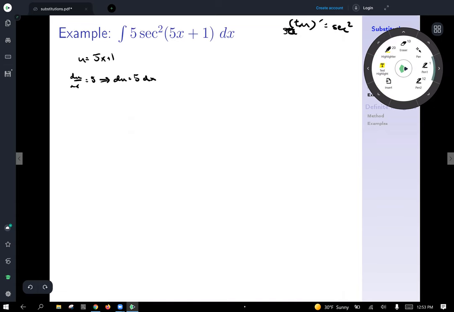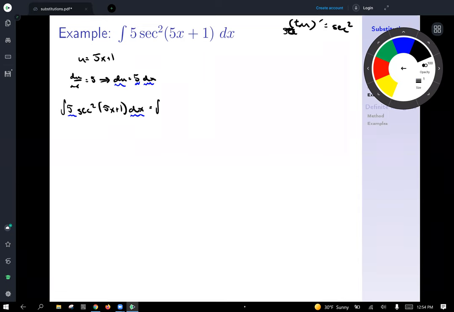And snap, we have 5 dx in our original integral. It's going to substitute directly, but I will rewrite that because I want to. So our problem, the integral of 5 secant squared of 5x plus 1 dx, becomes, under this substitution, well, I'm going to use some colors here. The 5 and dx are going to be directly substituted in for du. So I'm going to get the integral of du, and what am I left with? I'm left with secant squared of u. Sorry, that kind of crammed in there a little bit, but you're with me?